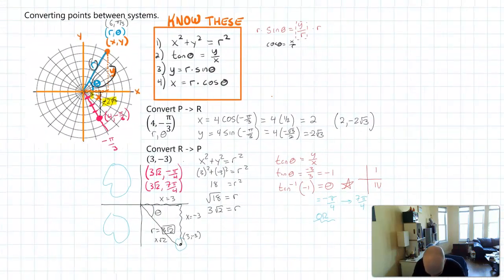And really, other than that goofiness with inverse tangent, it's pretty easy to convert points between polar and rectangular and rectangular to polar.